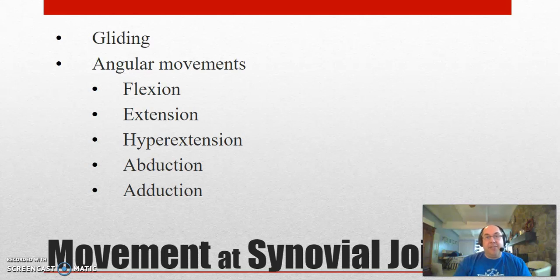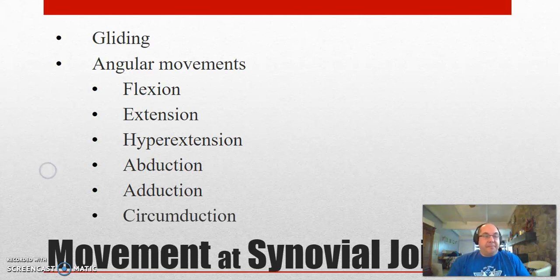Adduction is the opposite. You add things together, so you move things together. So if these are my hands, I can adduct my fingers by doing that. I can adduct my arms, they're up, by dropping them down to my sides. I can adduct my legs by pulling them together. Like your groin muscles on your inner thigh, for example, are adductors, and they pull your legs together.